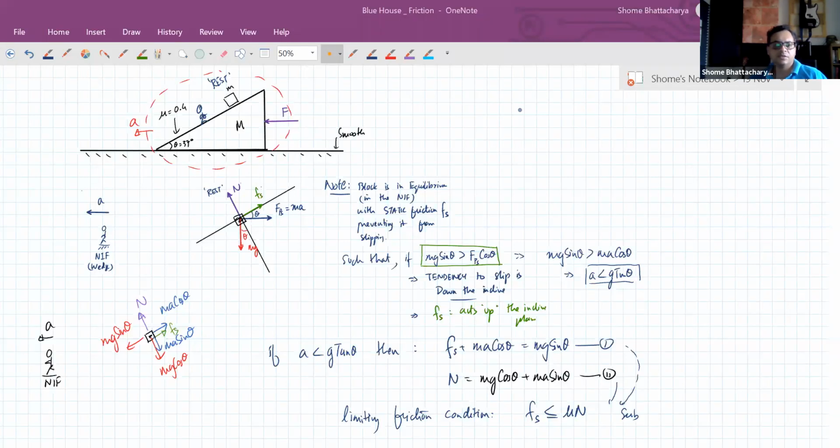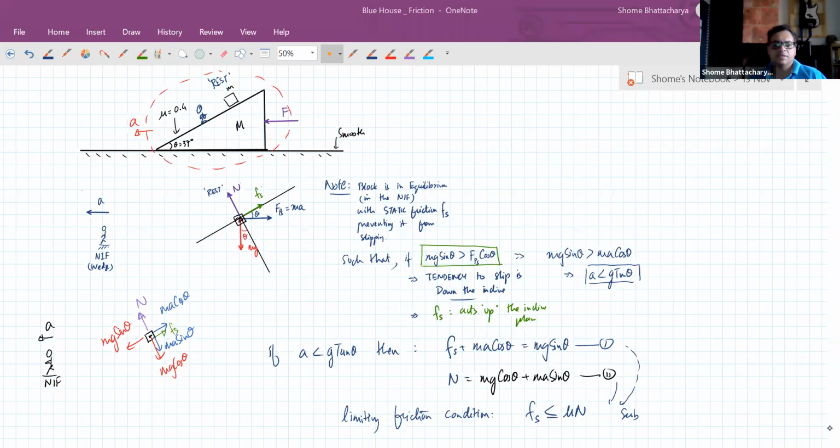So here let's start with the assumption that mg sine theta is greater than the pseudo force's cos component. That means a is less than g tan theta. So comparatively we are giving it a lesser value of acceleration. So for lower values of acceleration, the friction acts up the inclined plane, and these are the equations. Friction plus the pseudo force's cos component balances mg sine theta. Normal reaction balances the sum of these two.